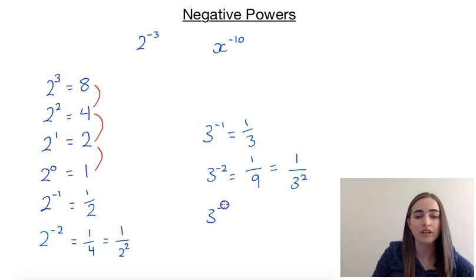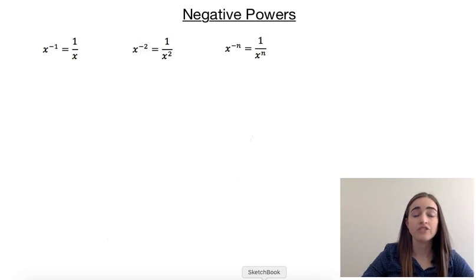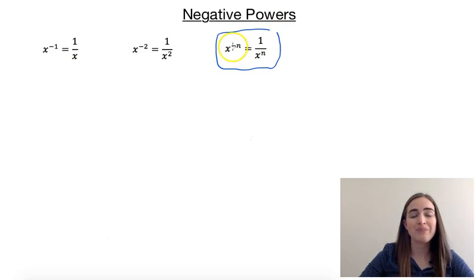So if we had, say, 3 to the power of minus 3, that would be 1 over 27, because we're going 1/9 divided by 3. But that's the same thing as 1 over 3 cubed. So to write that more generally, we could write x to the power of minus 1 is equal to 1 over x. x to the power of minus 2 is equal to 1 over x squared. Or even more generally, the general case is that x to the power of minus n is equal to 1 over x to the power of n. So it's the reciprocal and the power becomes positive.